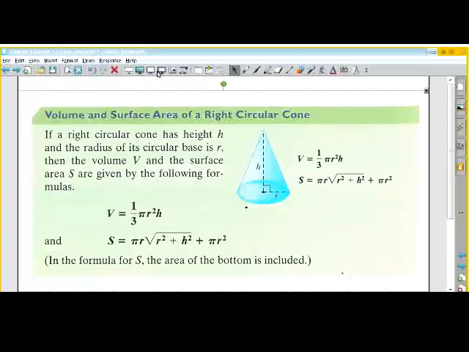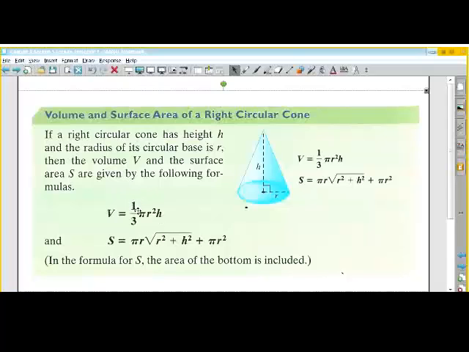And then the surface area is just pi times r, times the square root of r squared plus h squared, plus this pi r squared. That part is the end of this, the surface area of the circle at the end, and this part is the surface area of the part that goes around like that. So this is the end of the cone, and this is the surface of the cone. This is the length of the hypotenuse. The square root of r squared plus h squared is going to be that distance. So it makes sense that that should be included in there.